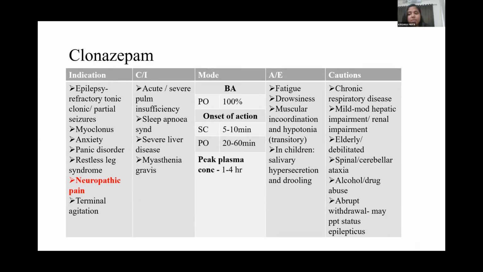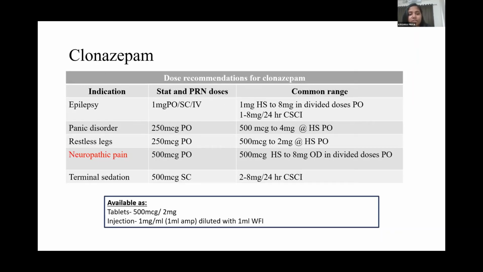Caution should be there in patients with respiratory disease, mild or moderate hepatic impairment, elderly, and patients with spinal or cerebellar ataxia, alcohol and drug abuse patients, and abrupt withdrawal may precipitate epilepsy in some patients. The dose recommendation for neuropathic pain is 500 microgram per oral, in divided doses, HS or OD, can be given to the patient.